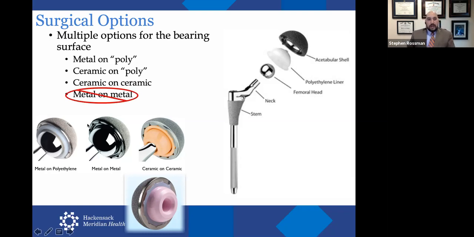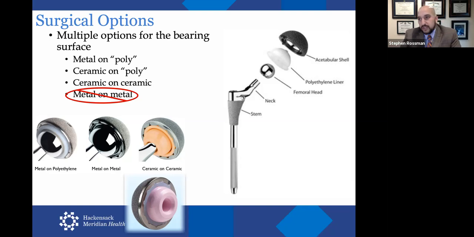Metal on metal was really in favor in the early 2000s, and everybody's seen a commercial about problems with metal on metal hip replacements. The short story is that they were releasing tiny little metal ions and people were getting reactions to them. Not everybody, but some people did. Many of them have been recalled since they came out, and in general they've fallen out of favor.